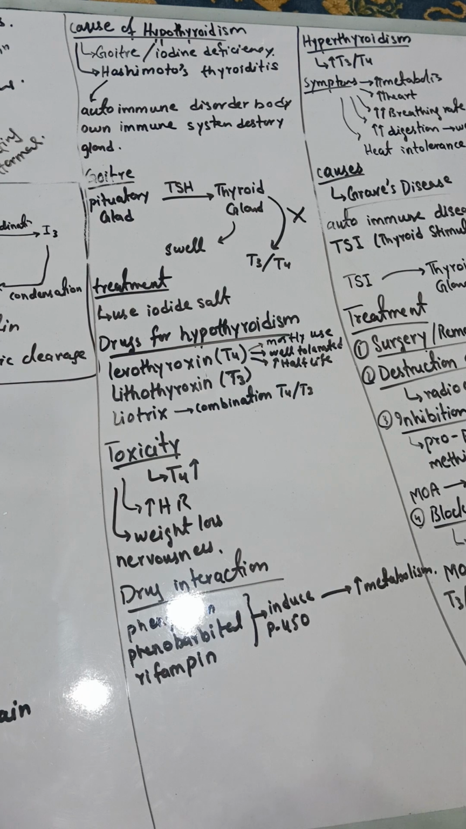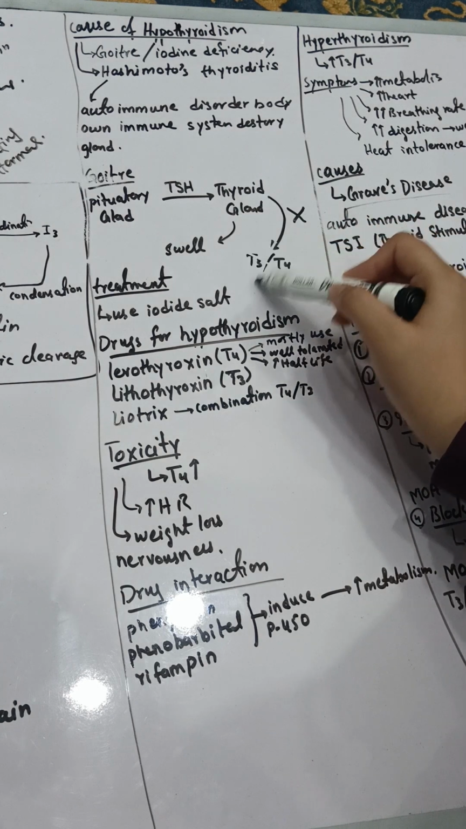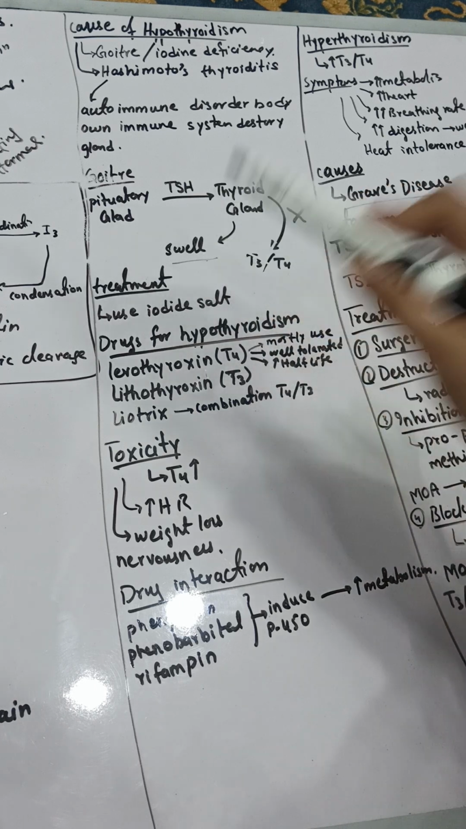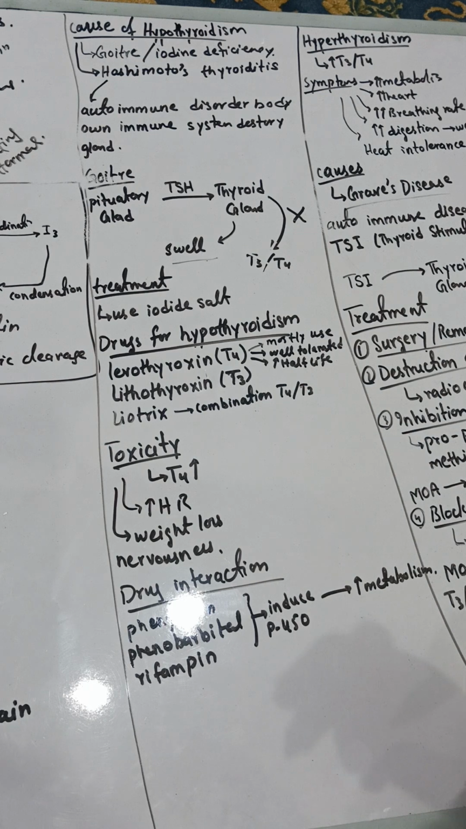Now, if you are not taking the iodine, your T3 and T4 will never be produced, and if they are not produced, you will cause swelling of your thyroid gland, and due to this swelling, goiter will happen to you. Now, what is the treatment of the goiter? Simple, you will use iodine salt.